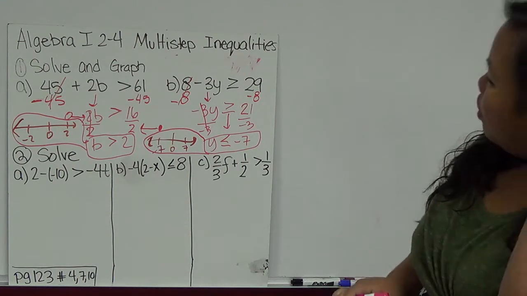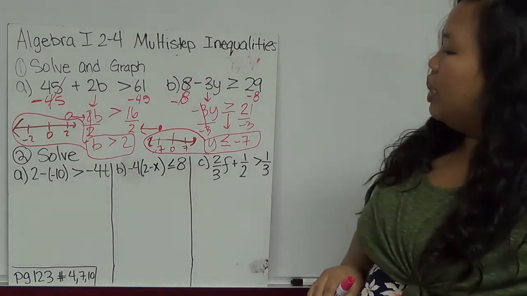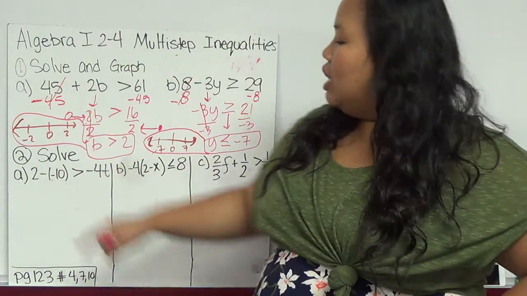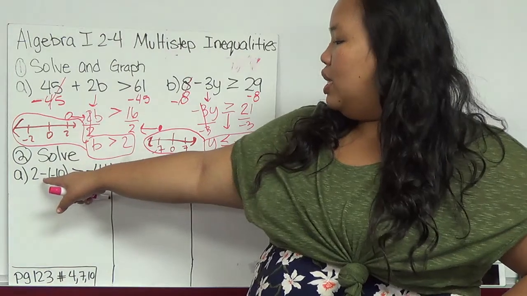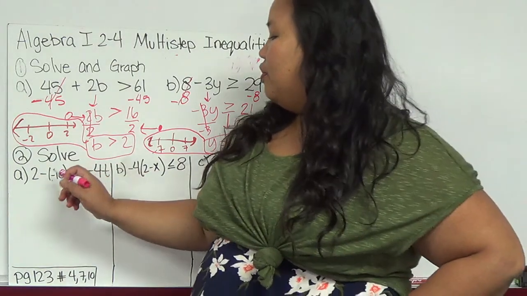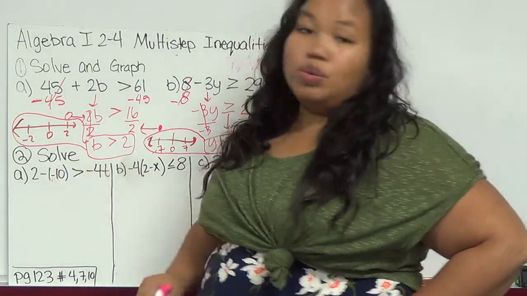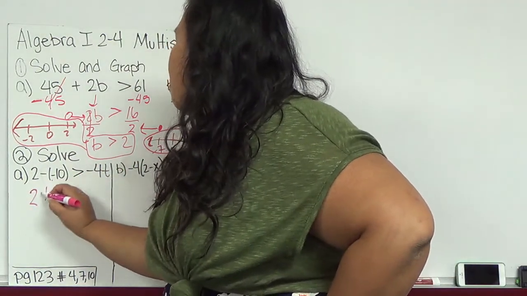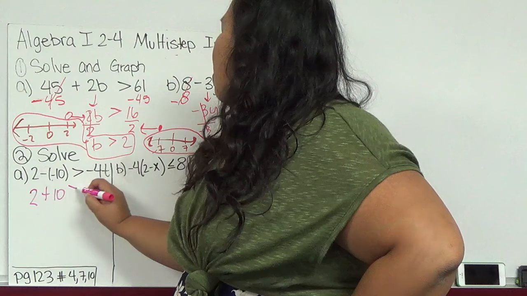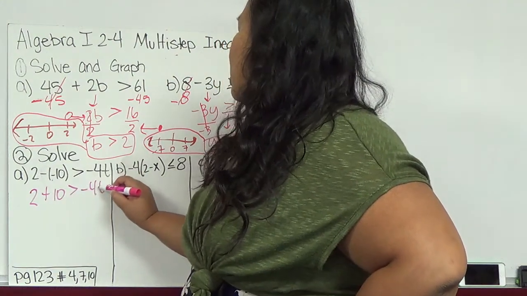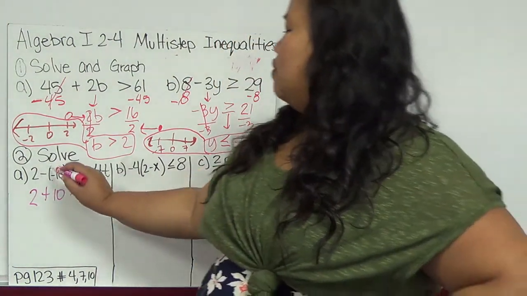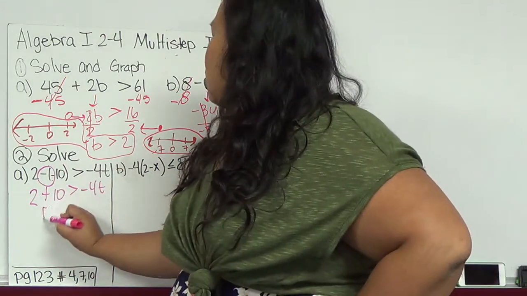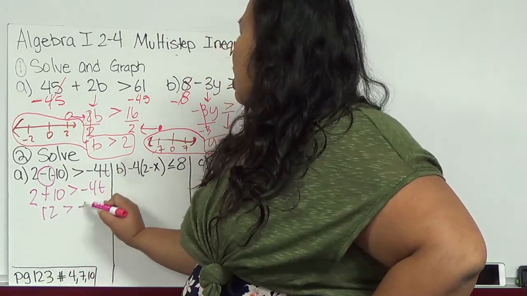So now we're going to be solving more multi-step inequalities. Okay, we're going to first combine these. You see how this negative and this negative are together? When two negatives are together, we get a positive. So this is the same thing as saying 2 plus 10 is greater than negative 4t, right? Because these negatives together make a positive. So 2 plus 10 is 12 is greater than negative 4t.